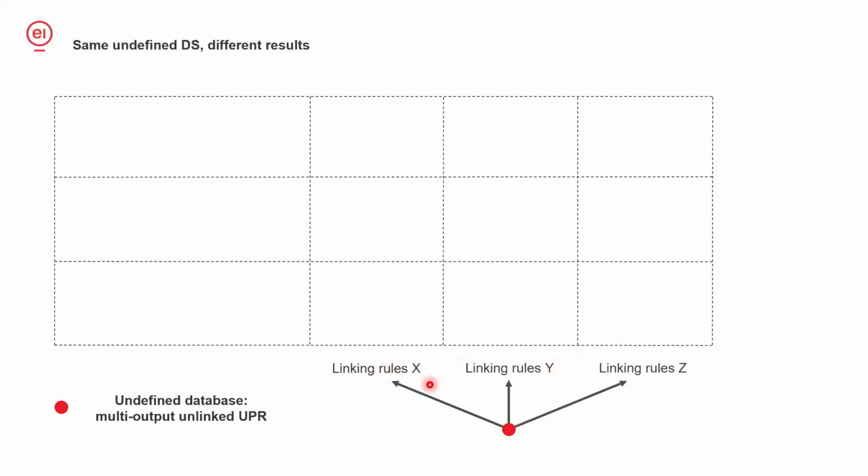So if we look at it schematically, we always start from the undefined database, the multi-output unlinked unit processes. And then we implement different rules. These are the 3 points that I mentioned before. Whether we have average or unconstrained suppliers, what is the assumption that we follow for the end of life, how we separate end of lives, and how we deal with multi-output activities.